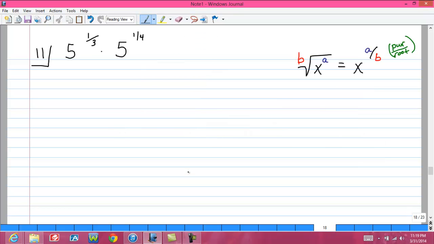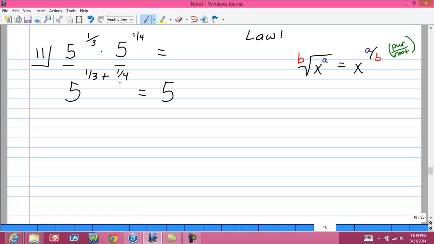Example 11. 5 to the 1/3 power times 5 to the 1/4 power. This follows Law 1. When you multiply like bases, add the exponents, and the base stays the same.